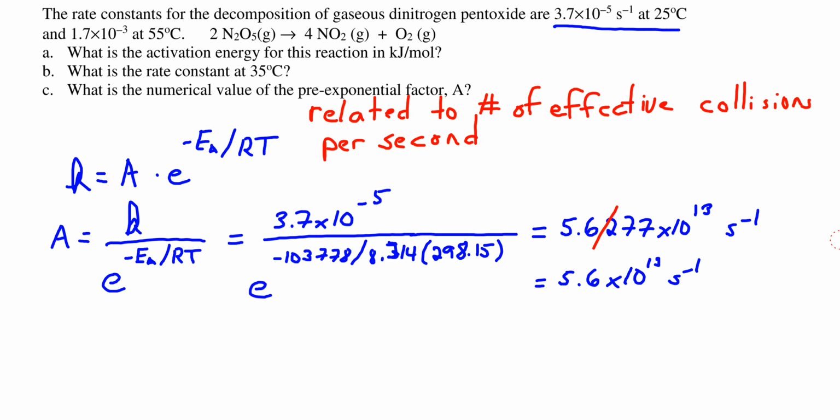And here we are at our final answer. We churn out our numbers carefully on our calculator, and we find that A, our pre-exponential factor, is 5.6 times 10 to the 13th effective collisions per second.